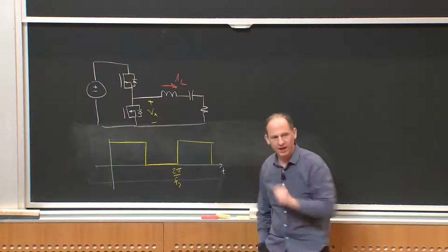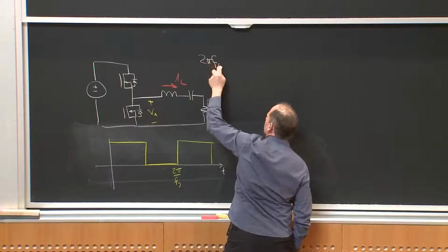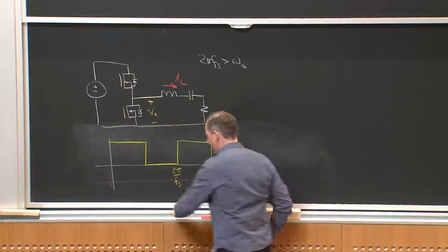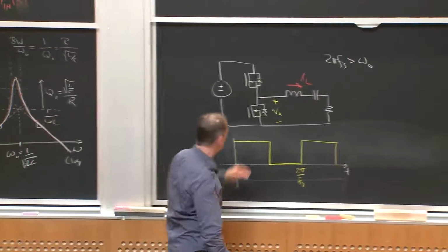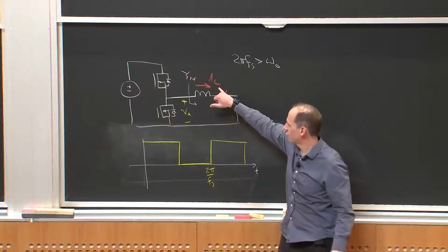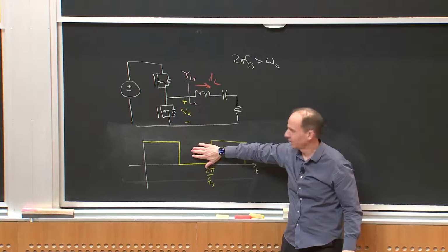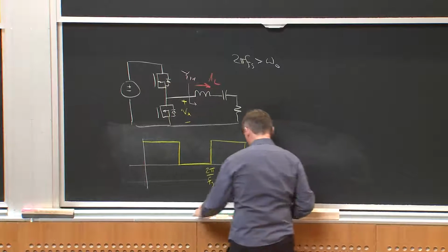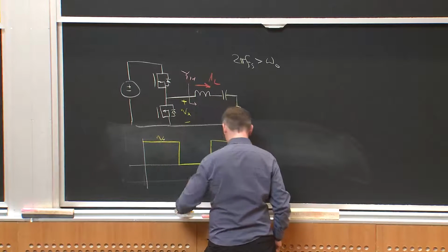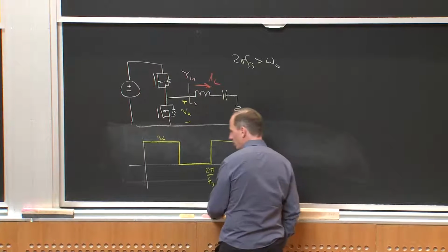So if I'm above resonance, so if 2 pi Fs is greater than omega naught, what I expect is this net admittance to look inductive, which means that I sub L should lag the fundamental of this voltage, right? Well, what does the fundamental of this voltage look like? This is VDC, right? So this is V sub X of t. What his fundamental looks like is something like this.